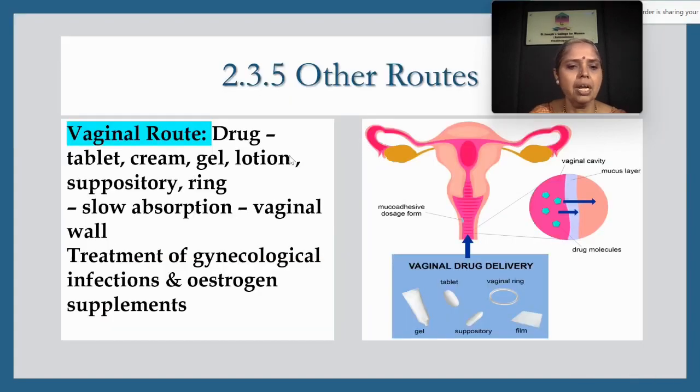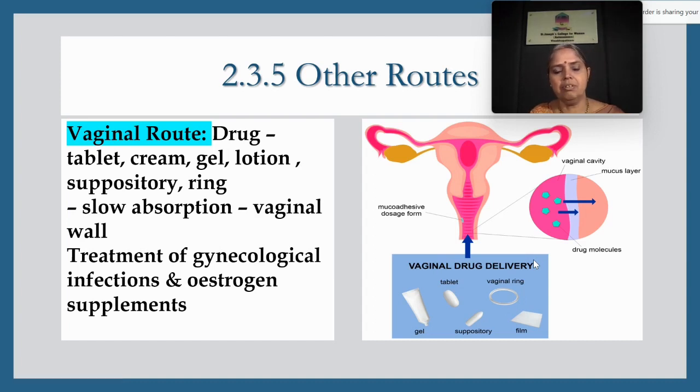Next is the vaginal route, where the drug is introduced through the vagina in the form of a gel, tablet, vaginal ring, suppository, or a film. All these are the modes. In fact, vaginal is the route, but the drug can be given either as a gel or a tablet or a ring or a suppository. Good. And its slow absorption will be there, and through the vaginal wall the absorption will occur.